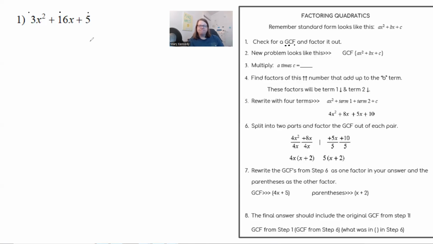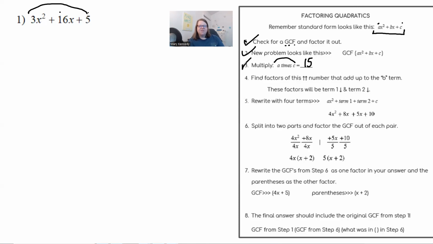So there's nothing to change there. That means step 2 is already done. So we have to multiply a times c. Now, if you're factoring, then you're probably familiar with this standard form. And a is the number in front of x squared and c is the number at the end. So that just means multiply 3 times 5. 3 times 5 is 15.